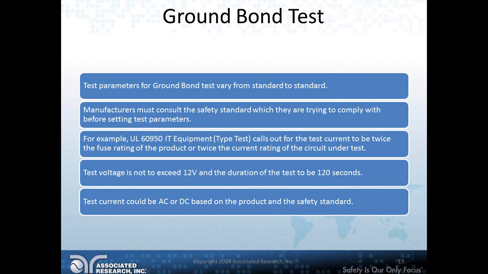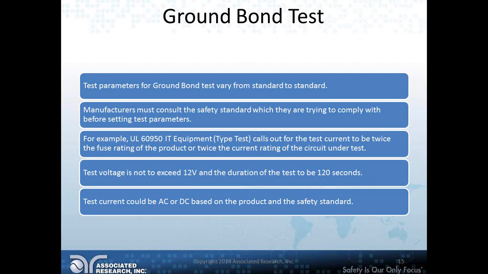Now, a couple other things about ground bond tests. Since this test also verifies that the ground connection is continuous, if a ground bond test is being performed, usually a ground continuity test is not necessary. But again, the best way to find out what tests are required for your product is the safety standard that you're trying to comply with. It is your best resource in terms of finding out the types of tests and how they should be performed.